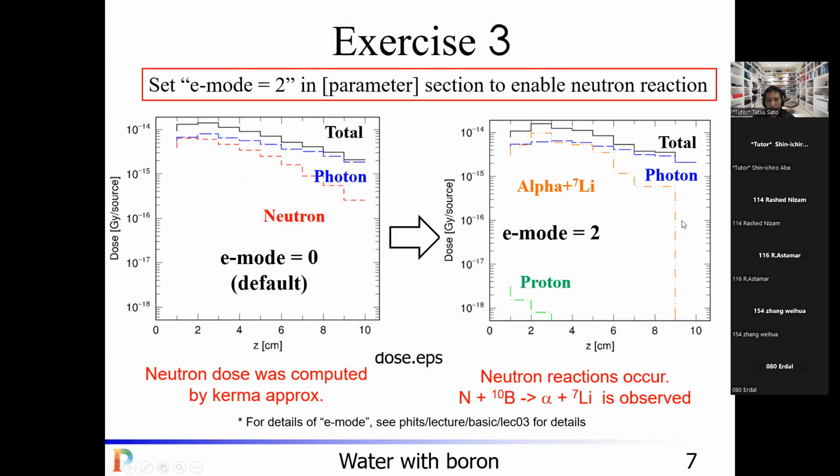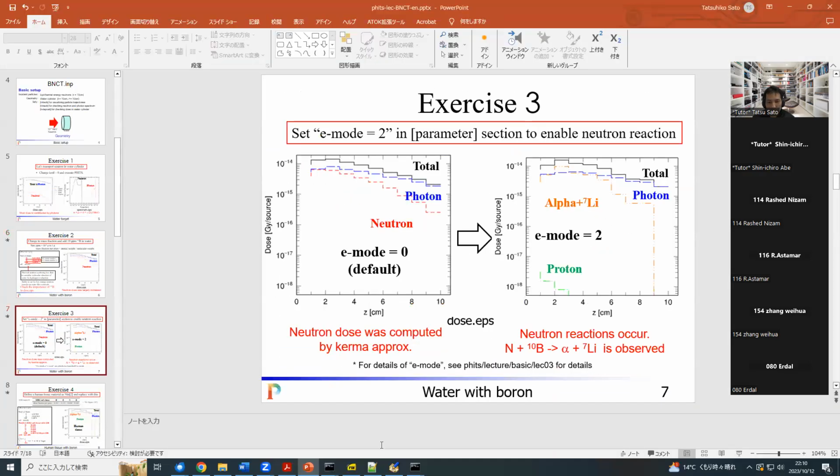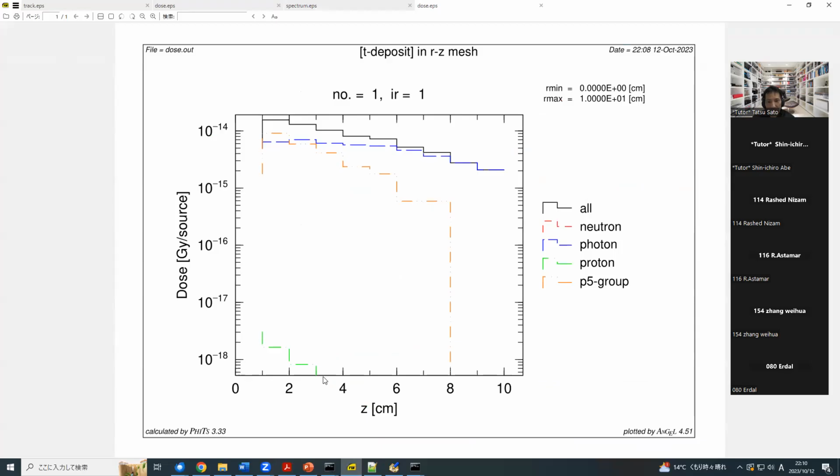So lithium plus alpha dose here. And the proton dose is here. So this is a hydrogen recoil dose. So hydrogen in water is kicked out by neutron, so it deposits some amount of energy, but quite low.